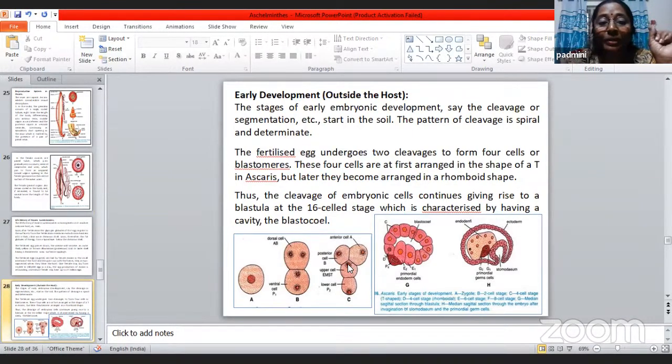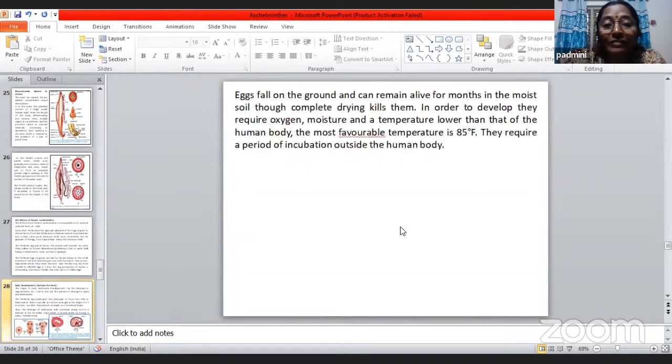And after that T shape, they keep dividing, and a rhomboid shape of cells is formed. When it is in the rhomboid shape, you have a blastocoel, that is a cavity present over here, and you have the primordial endoderm cells, and of course the other cells that are named over here. Thus the cleavage of the embryonic cells continues to give rise to the blastula stage at the 16-cell stage, which is characterized by having a blastocoel. Later, with a few more divisions, you will have an outer ectoderm, an inner endoderm, and a stomodeum that is being developed. So these are the different stages of cleavage that you find.